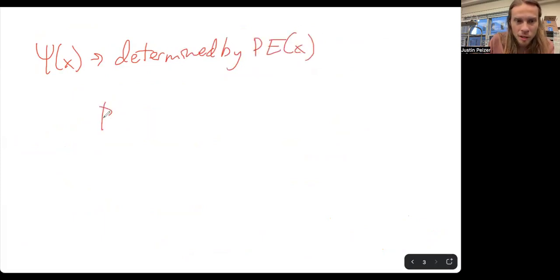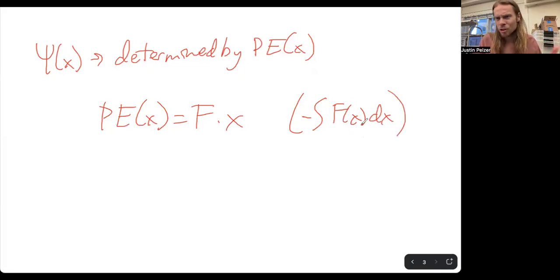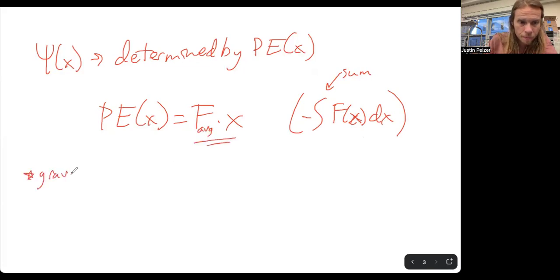What is potential energy? Potential energy, if you remember, is force times x. It's technically, in calculus, negative the integral of f of x dx, or f of r dr, or f of y dy, whatever variable you're in, but I'll just choose x as a general position variable. This just means sum, like an infinite sum of all the pieces, but it's essentially the average force times the distance. For instance, gravity, which is the example I'm going to use today.